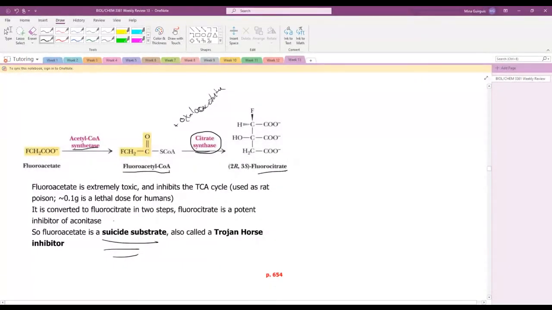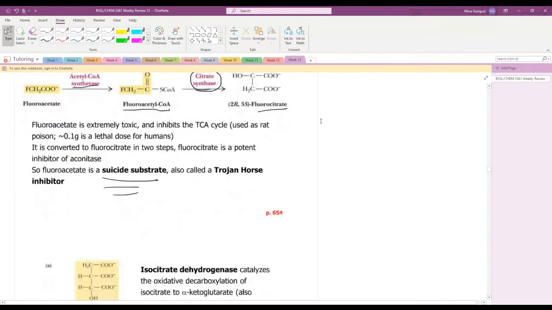Fluorocitrate can bind to aconitase as a suicide substrate. And if you guys remember suicide substrates, they're the ones that are basically irreversible inhibitors. It'll bind and it'll never let go. And if all of our citrate synthase is bound, or I'm sorry, all of our aconitase is bound, then we can no longer go through the entire TCA cycle, and we lose all of that energy.